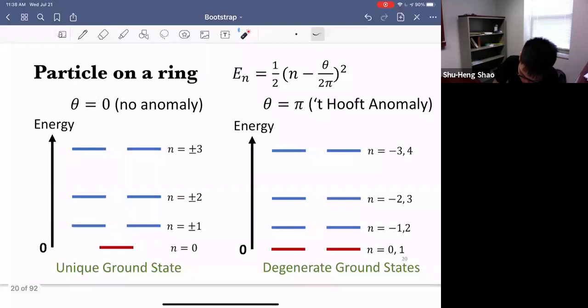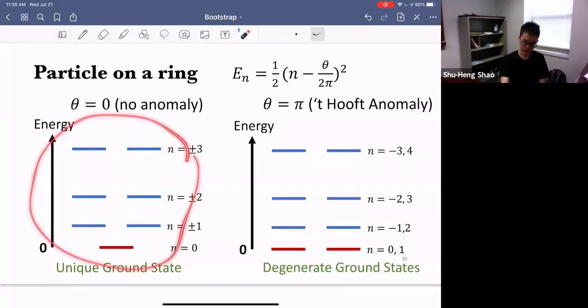So let me present the answer for that. I think I said M to be 1 here again. So the answer to the homework is that the spectrum is given as follows. It's labeled by integer n, and it depends on theta in this manner. When theta is 0, the energy spectrum looks like this. There's a unique ground state with the lowest energy.